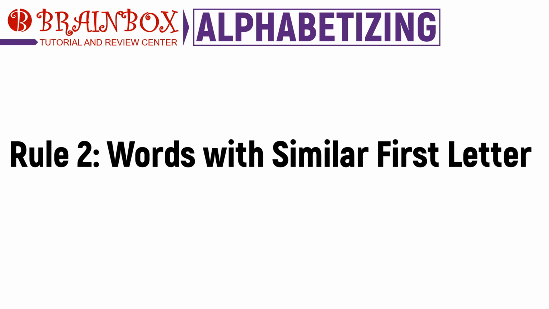Rule number 2. When the set of words have the same first letters, arrange them according to their second letters. In case the second letters are also the same, move on to the next until you reach the position where you can already alphabetically arrange the given set of words.